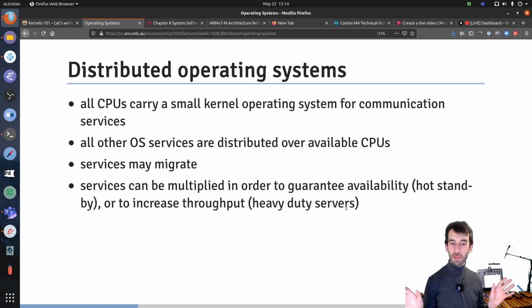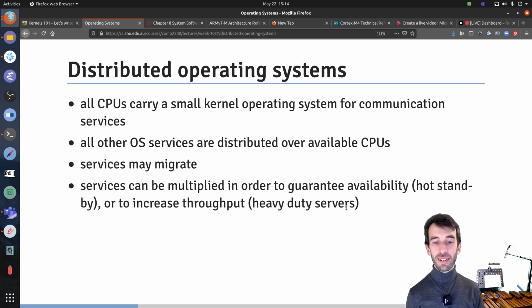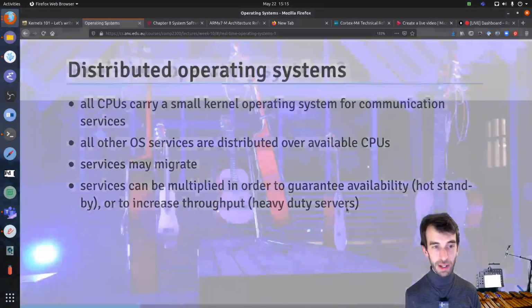So it's a bit of a weird kind of idea, but it would allow you to take advantage of the fact that you had lots of computers in some system coordinated together. That's a bit of an esoteric one.